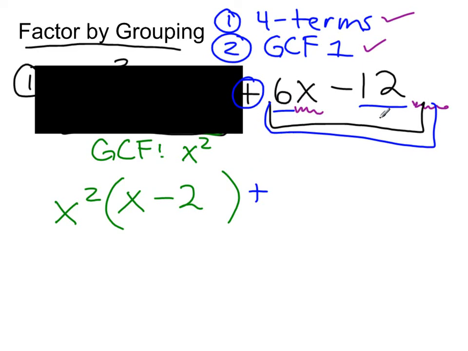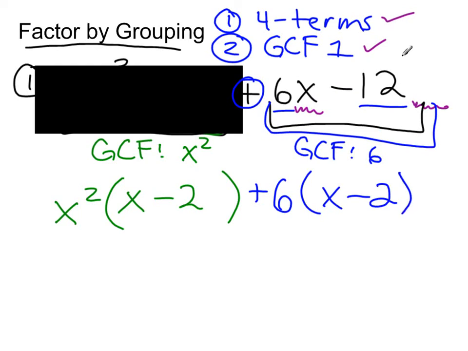And between these two, their GCF is going to be 6. And we can pull it out. So we'll factor out a positive 6, right? Because of that plus sign. And positive 6 times x gets us positive 6x. Positive 6 times negative 2 gets us negative 12. And now you might be seeing the magic.